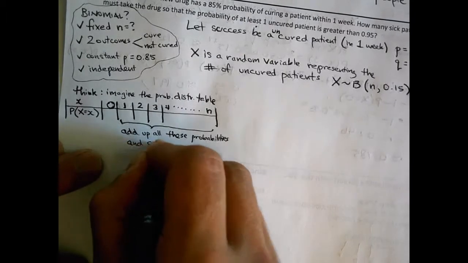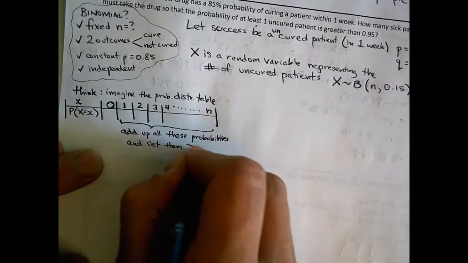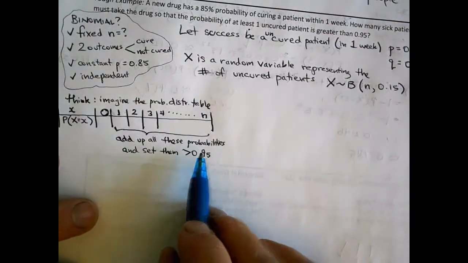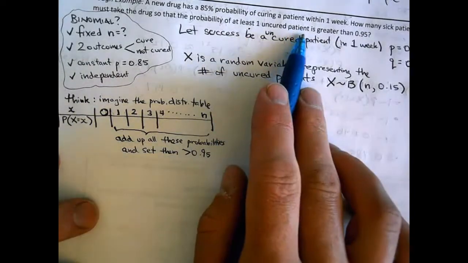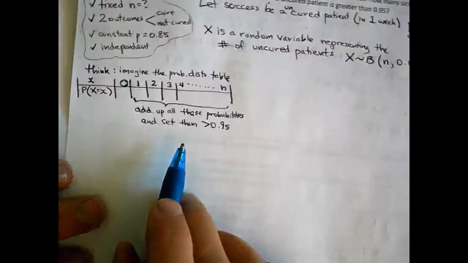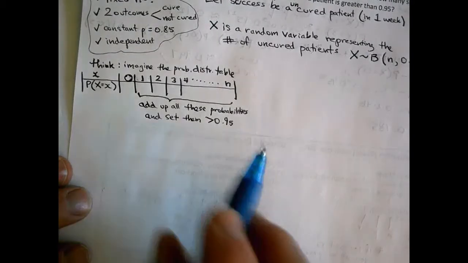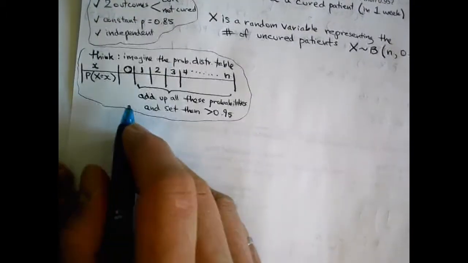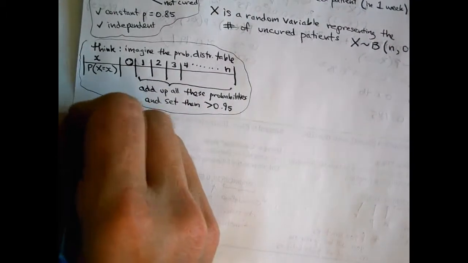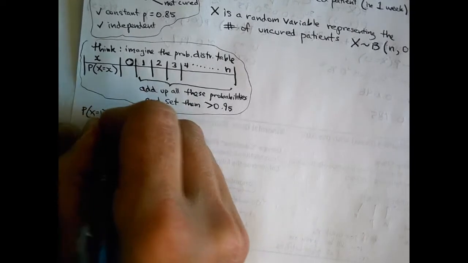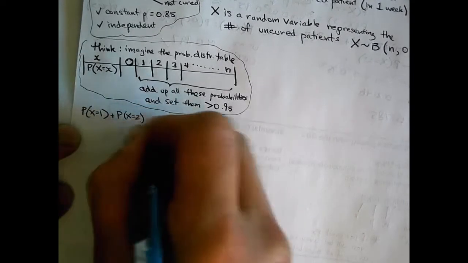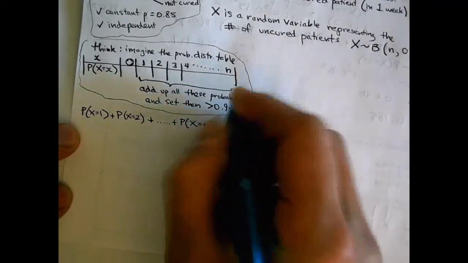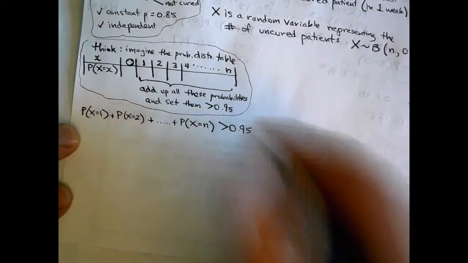and set them greater than 0.95, because that's what the question was asking. I want a 95% chance that I have at least 1 uncured patient. Again, this would be good for a drug company to know when they're making a vaccine of some sort. So that's really what this question is asking for. I find this is the way I understand it best. So I want to know the probability that X equals 1 plus the probability that X equals 2 plus all those other probabilities up to the probability that X is equal to n. That's going to be greater than 95%.